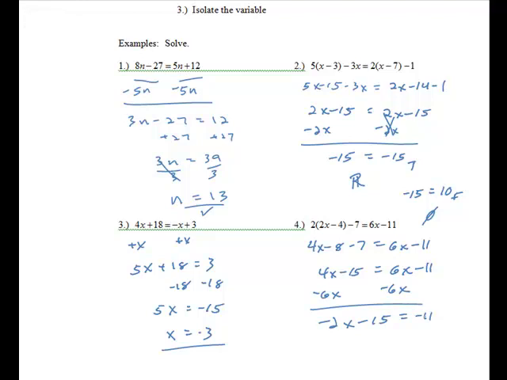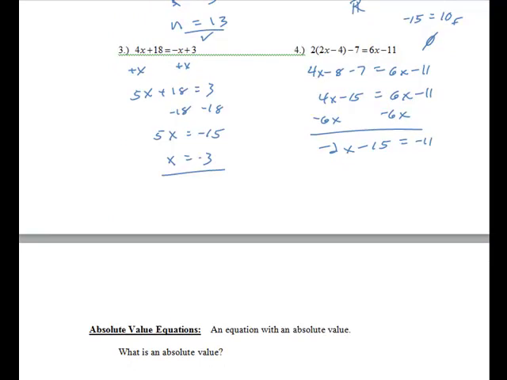Isolate the variable, begin by getting rid of that minus 15. So I'm going to add 15 to both sides, leaving me negative 2x is equal to 4, and finally divide both sides by negative 2, x is equal to negative 2. And once again, for each one of these, you should be checking your work, plugging them back in.